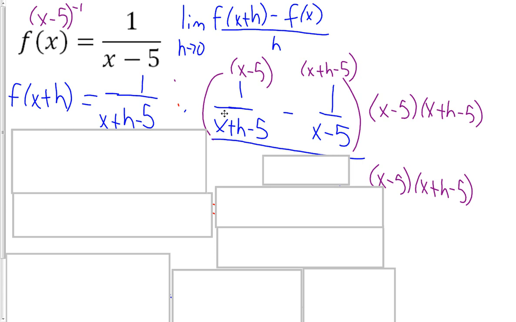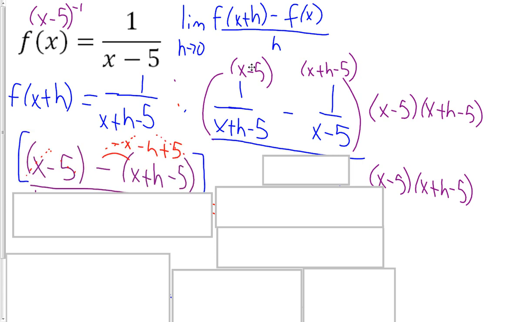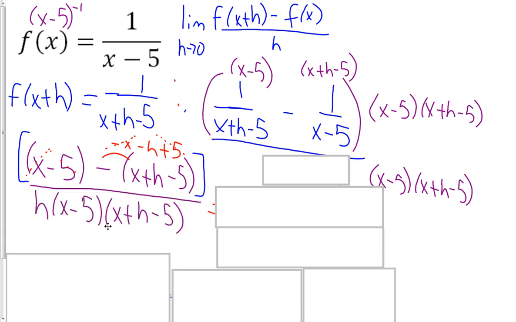And so what's left over is x minus 5 minus x plus h minus 5, all over h. H is still in the denominator because we're divided by h, right? Times these other two pieces, x minus 5, x plus h minus 5, right? Because this h was in the denominator even though we had another one. And so just to combine the denominators, that's what happened here. Okay, sorry, I forgot about it. There's the h.